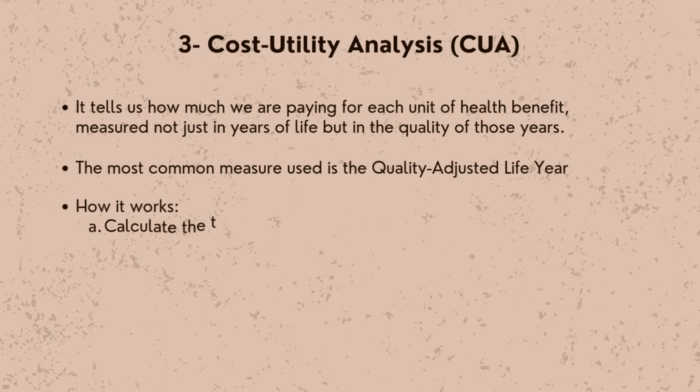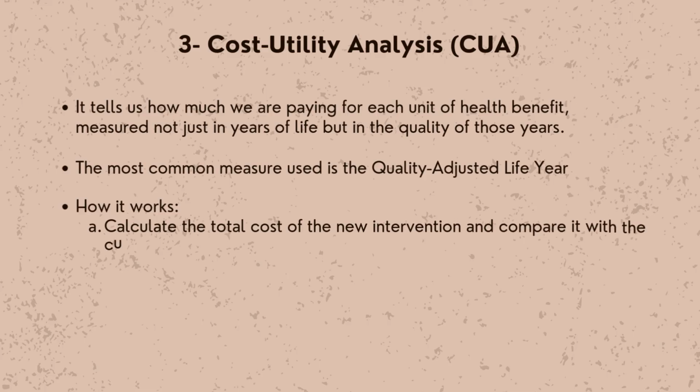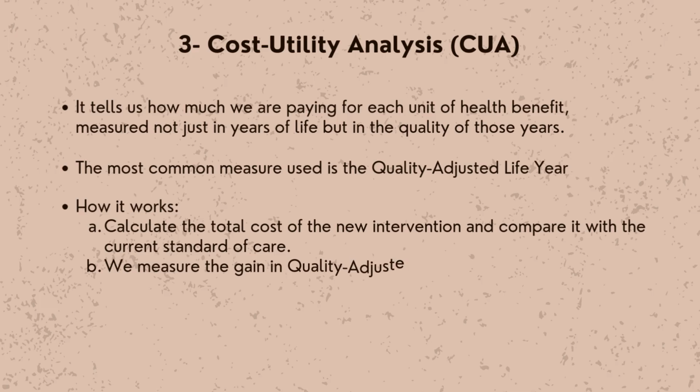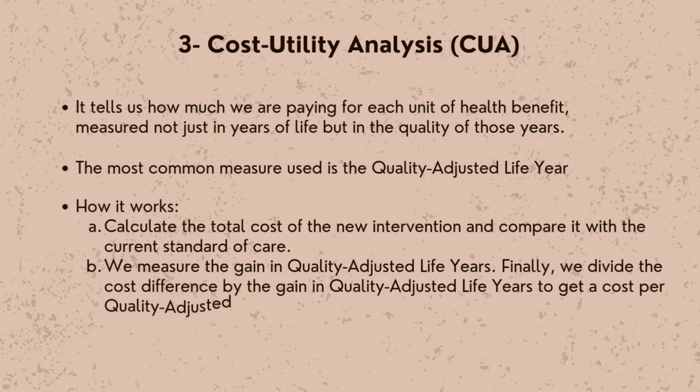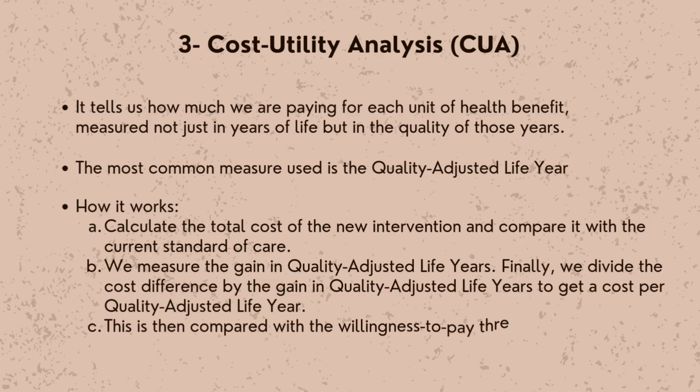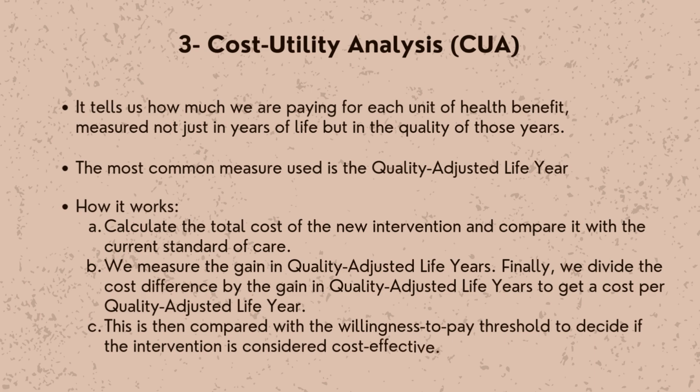First, we calculate the total cost of the new intervention and compare it with the current standard of care. Then we measure the gain in quality-adjusted life years. Finally, we divide the cost difference by the gain in quality-adjusted life years to get a cost per quality-adjusted life year. This is then compared with the willingness to pay threshold to decide if the intervention is considered cost-effective. Let's make this concrete with two examples.